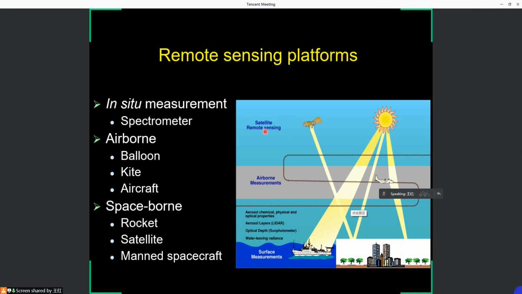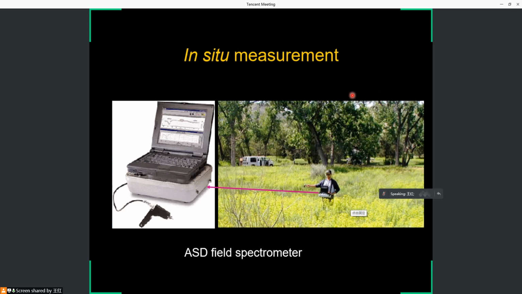The third is satellite remote sensing, the spaceborne platforms, such as rockets and satellites, and manned spacecraft. The satellite is the most popular spaceborne remote sensing platform. Okay, three types.